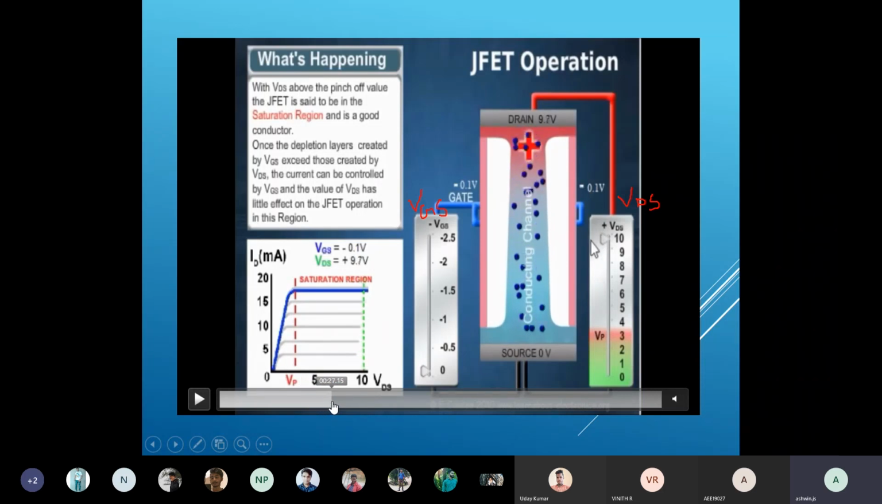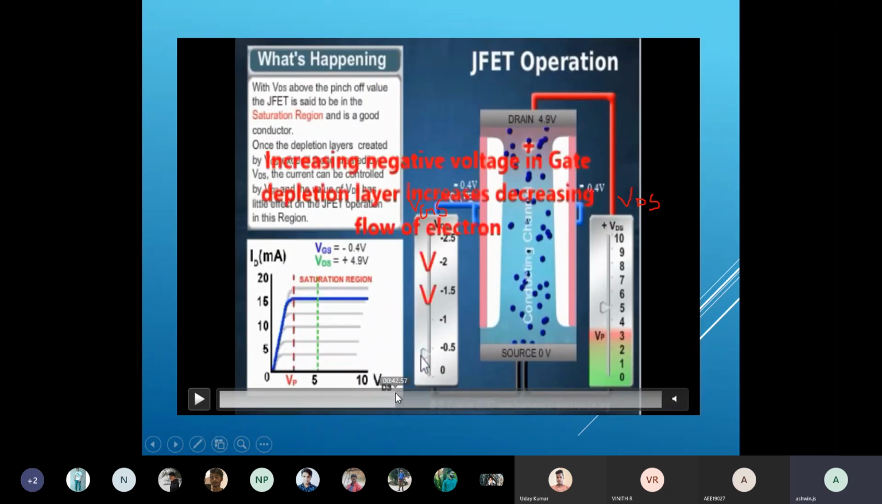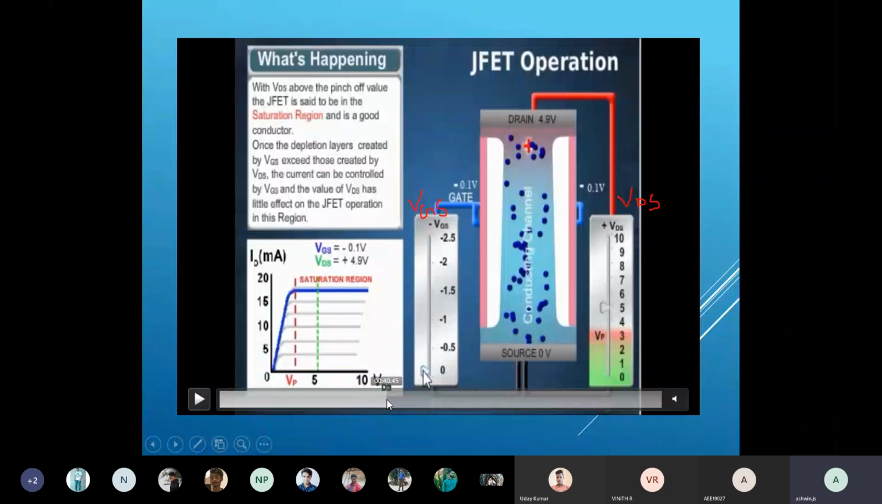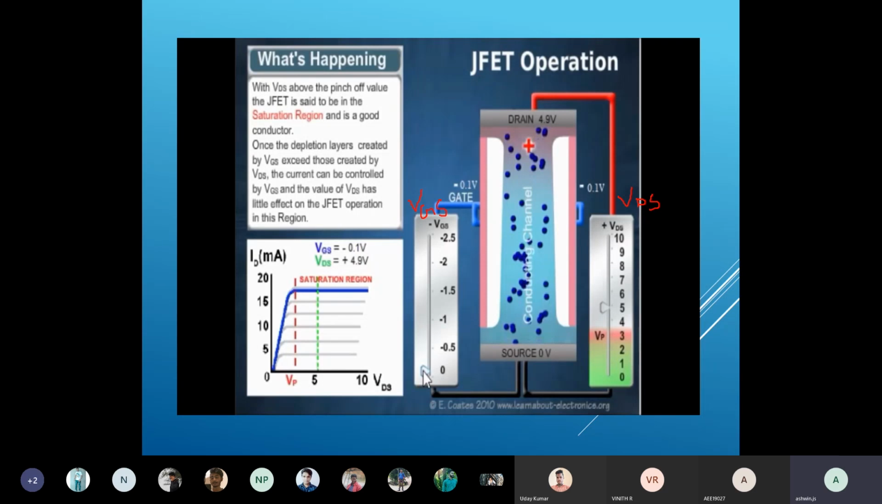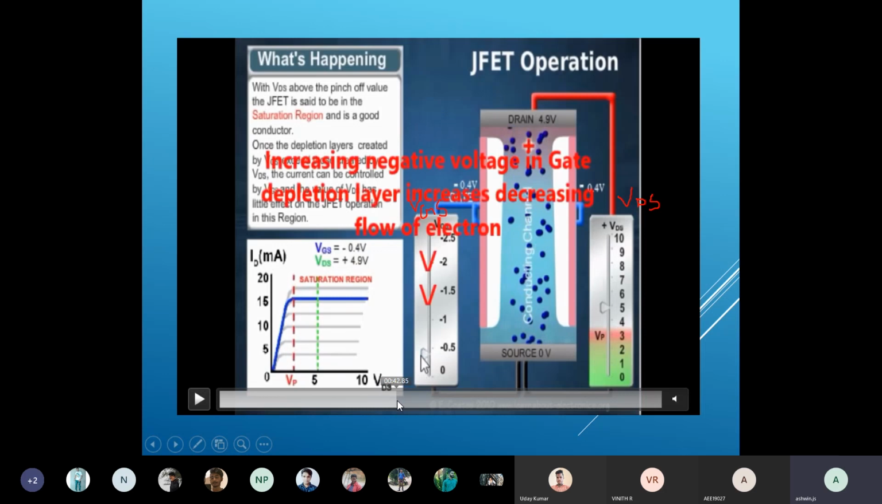Okay, now I am going to change the gate voltage. Listen here, initially the gate is 0. At that time you can observe that the blue line is at the top. Next, if I keep the gate voltage constant at minus 0.5, you can observe there will be a change in the current. Can you observe this?